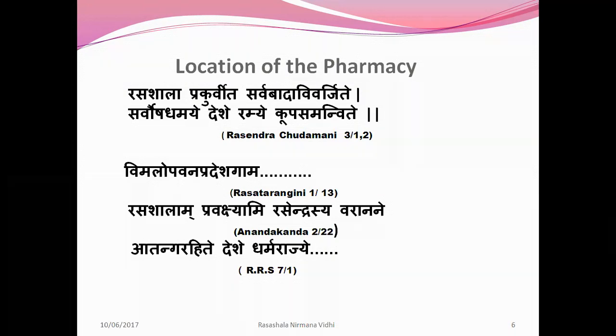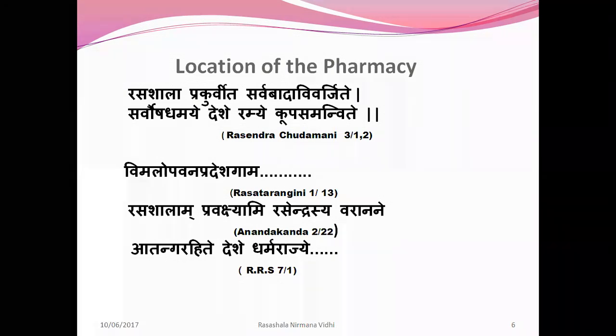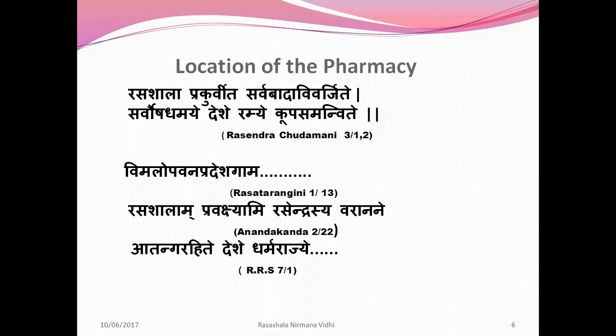So here the building should be constructed in such a place which is devoid of all sorts of fear, that is, it should be free from any sort of atanka, atanka rahita deshe. Dharma Rajye means where the ruling is done by the king with righteousness. The king always thinks regarding the well-being of the society or the people of his country. In such a place we need to construct the Rasashala. That is Dharma Rajye. Manorame means it should be beautiful.